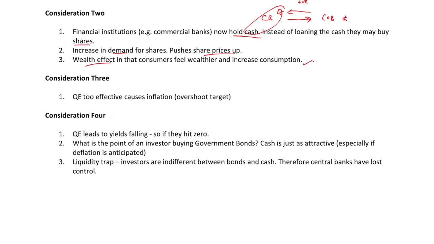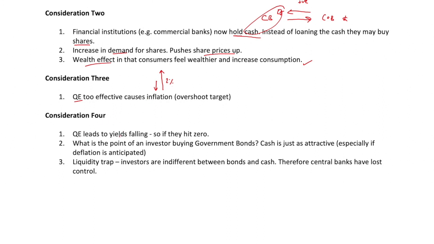A third consideration is that if the QE was too effective, and remember you used QE when you had inflation below target, and it meant that commercial banks then lent to consumers and producers and it really stimulated the economy, it could be that it led to QE overshooting your inflation target, your 2% in the case of the UK. However, that's possibly unlikely.